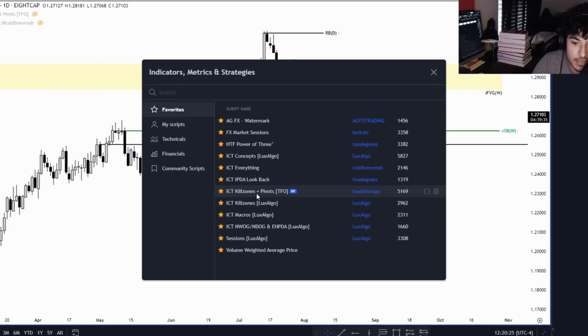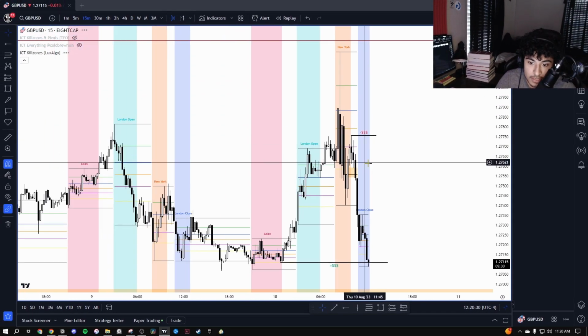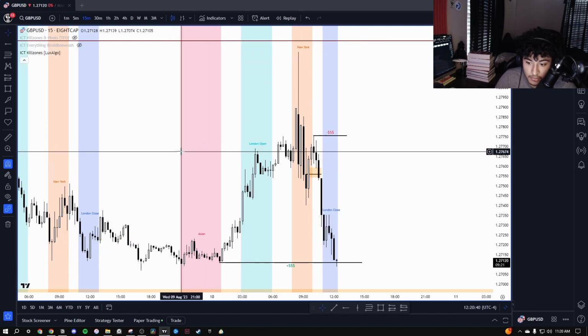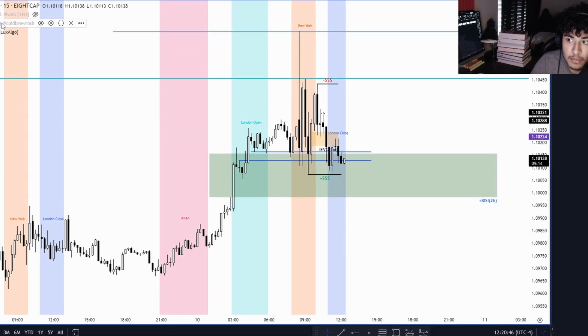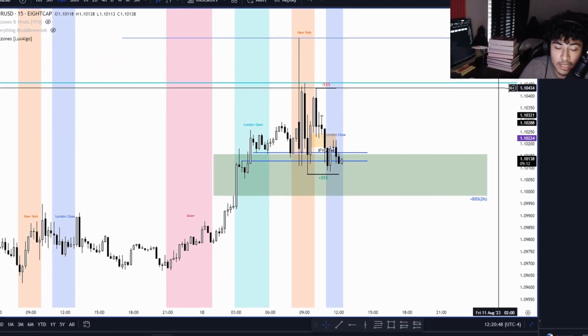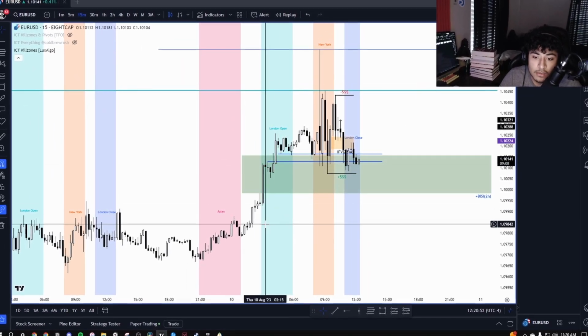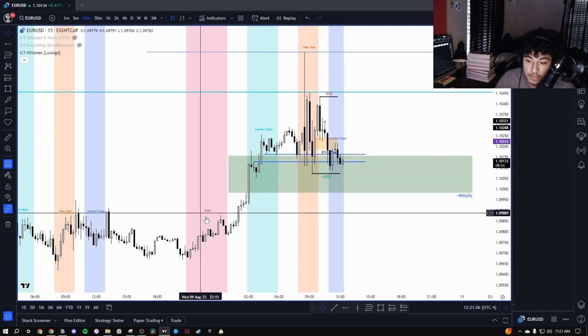So the next one is ICT pivots and kill zone. I already showed you this, but the next one is ICT kill zones. ICT kill zones is basically the kill zone for forex. If you are trading indices, you can use this one, but I would recommend the other one, the ICT pivots and kill zones. That one is a lot better for indices. But if you're trading forex and you want to use the kill zones, these are very useful and very powerful, since kill zones are usually time of day theory, and probably the best one for forex.